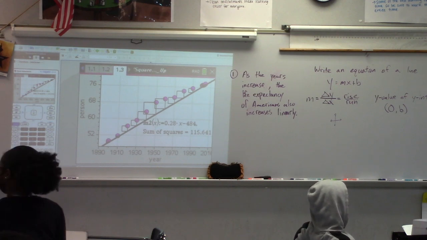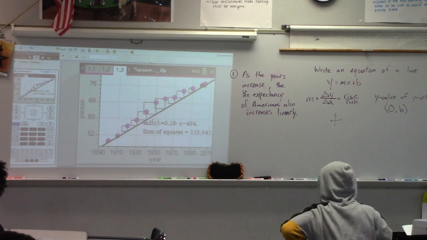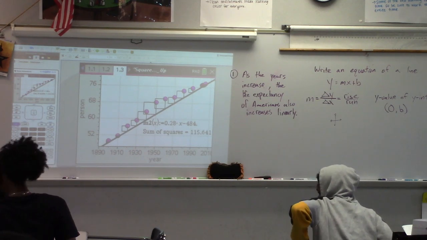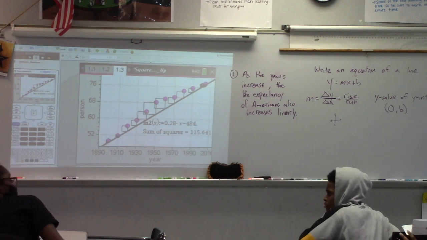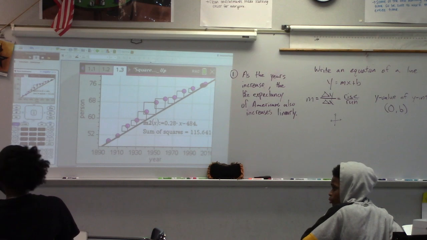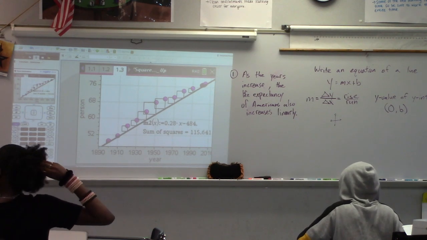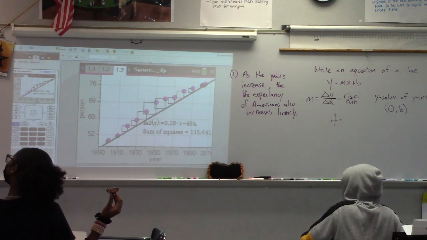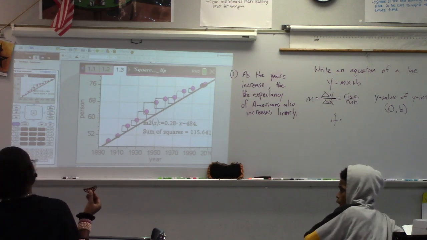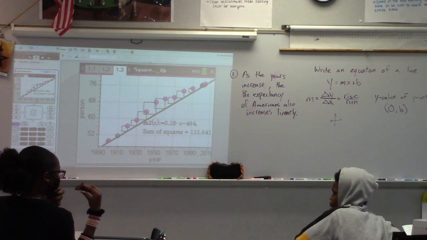Follow the directions. Analyze, then Residuals, and show residual squares. Notice how it tells you right here that a square will appear at each data point. That's what those squares are. See how those squares are there on those data points? Does that make sense then?